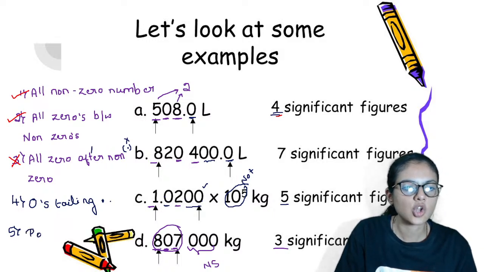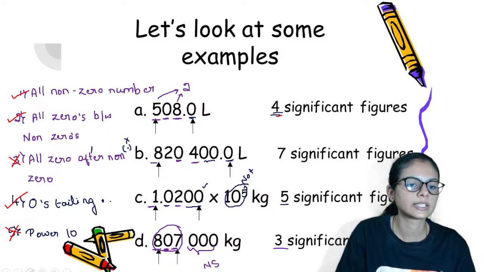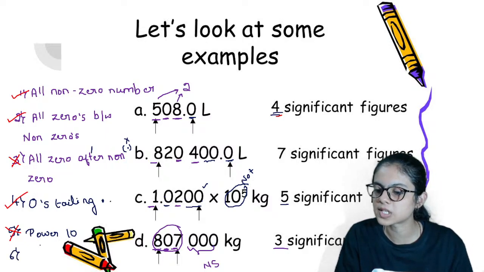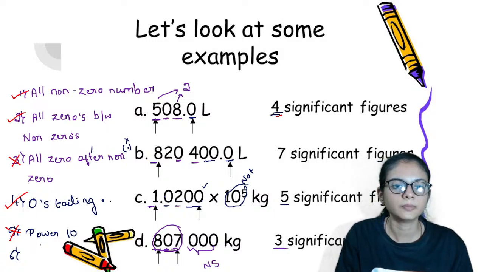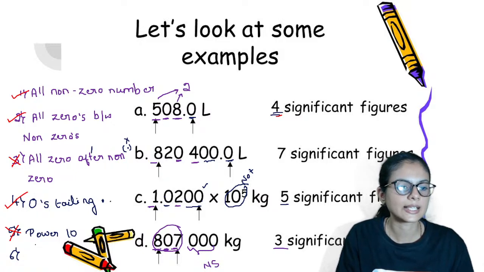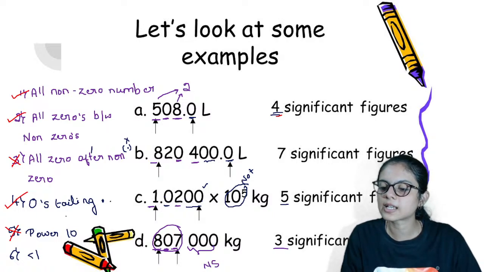Power of 10 is not significant, and zeros trailing after the decimal point are significant. And the sixth thing that we have left is what to do if the number is less than 1. Everything else is discussed now, right? If the number is less than 1, I skipped that because we don't have an example here. So at that time, what should the significant figures be?